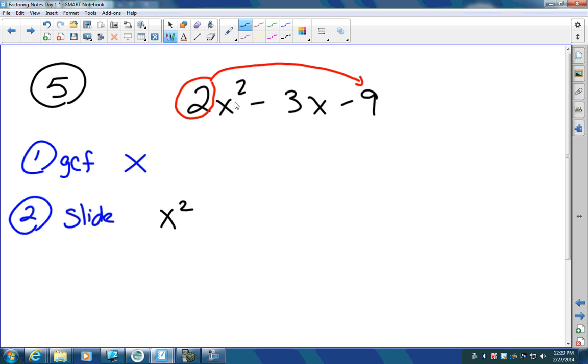All right. X squared minus 3x. Now, what's 2 times negative 9? Negative 18.